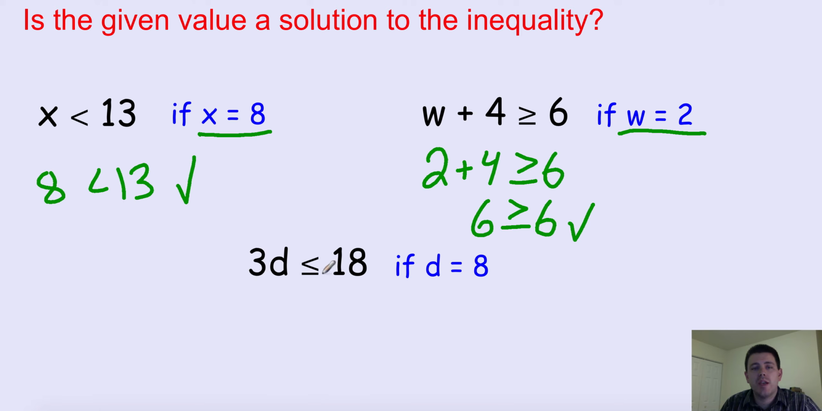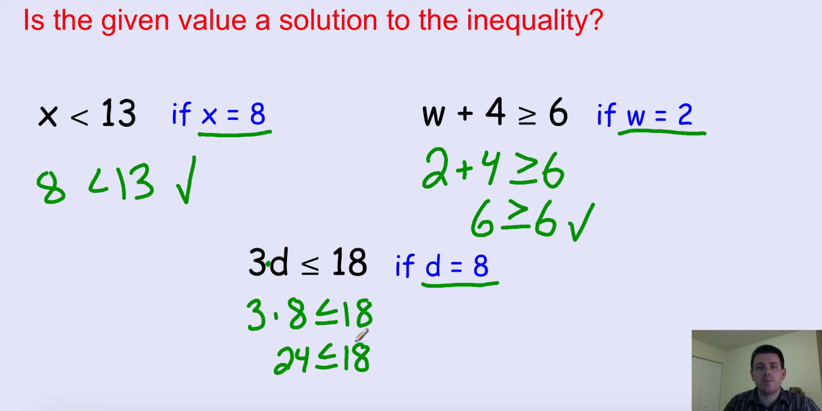Last one, 3d is less than or equal to 18. We want to know, does that work if I plug in 8? Well, remember 3d means 3 times whatever d is. So 3 times 8. And we want to know, is that less than or equal to 18? 3 times 8 is 24. Is 24 less than or equal to 18? Well, clearly 24 is bigger than 18, so it can't be less than. So we would say, no, this is not a solution for us. So in some cases, we simply just want you to plug in a number and give it a try.